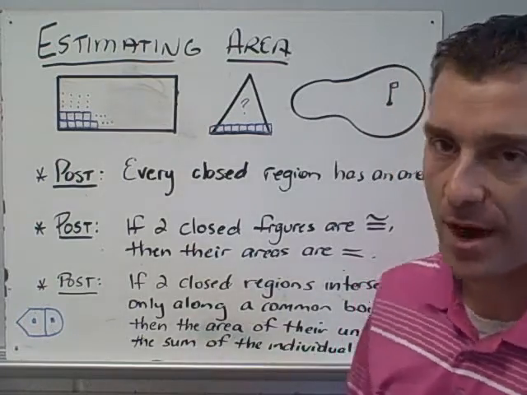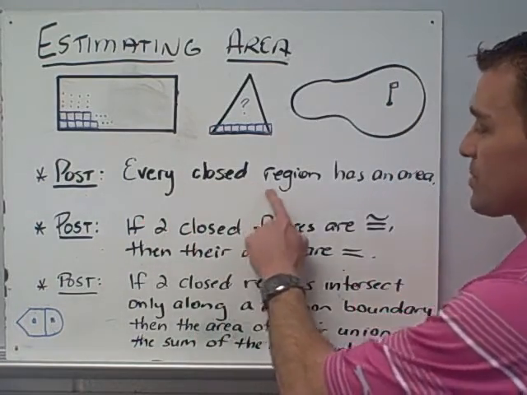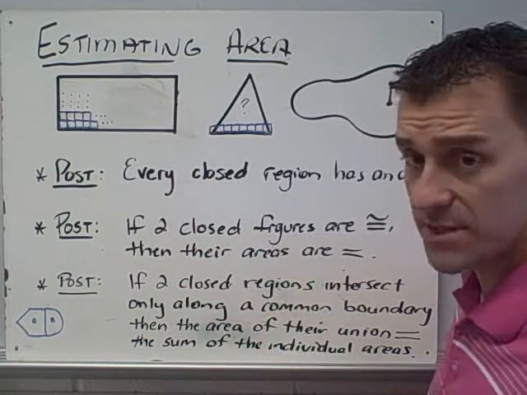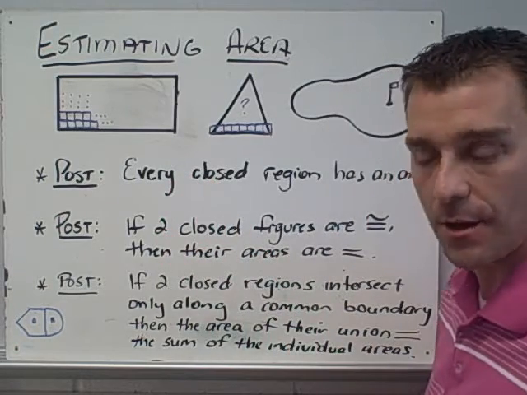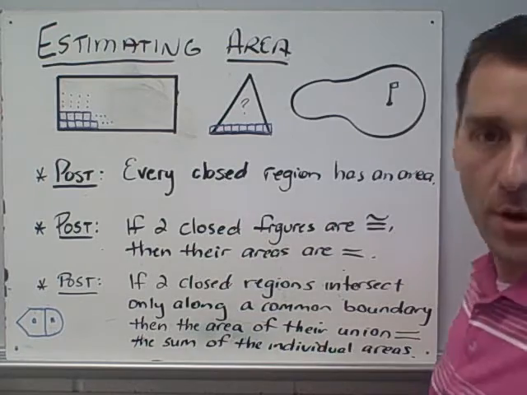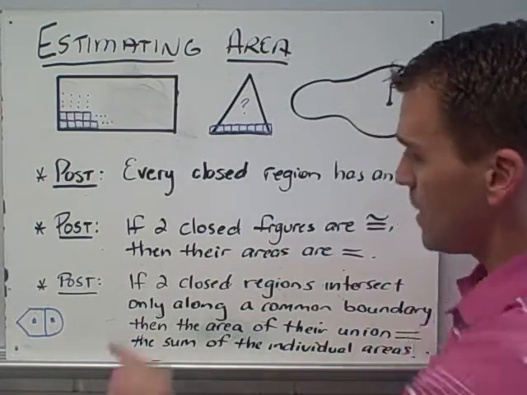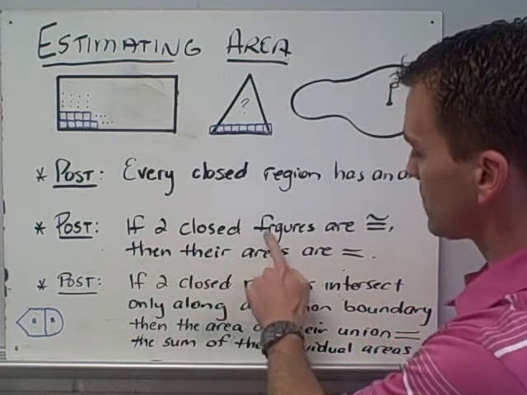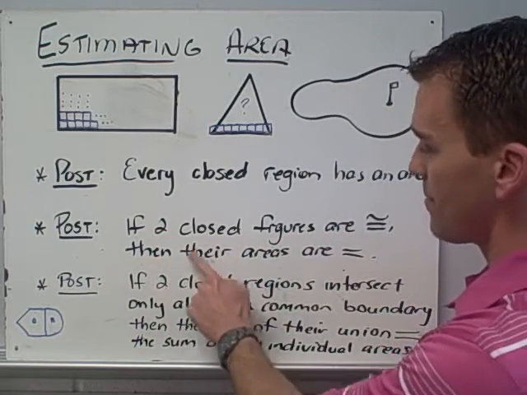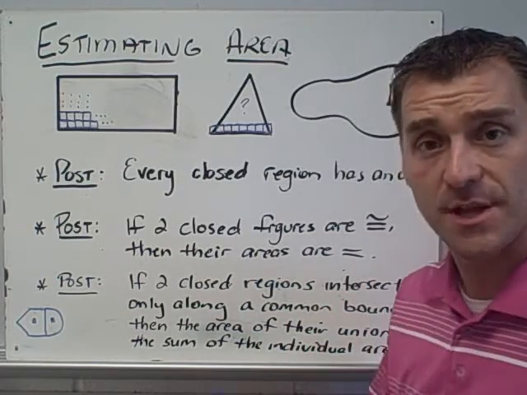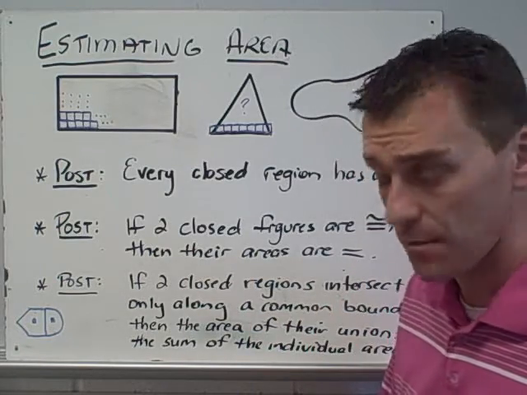Now, just a couple quick postulates, I'll read them. Every closed region does have an area, so no matter what the shape is, it will have an area. It might not be a whole number, but you'll get an answer. This one right here: if two closed figures are congruent, then their areas are equal. Makes complete sense. If they're congruent, it means they're the same size, same shape. Areas should be the same, and they are.